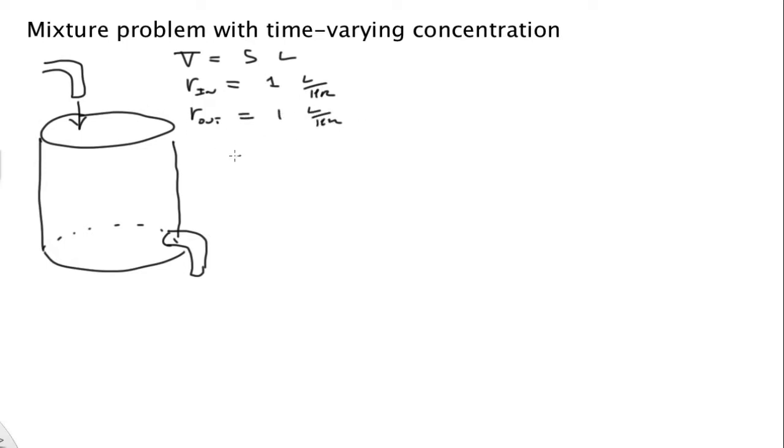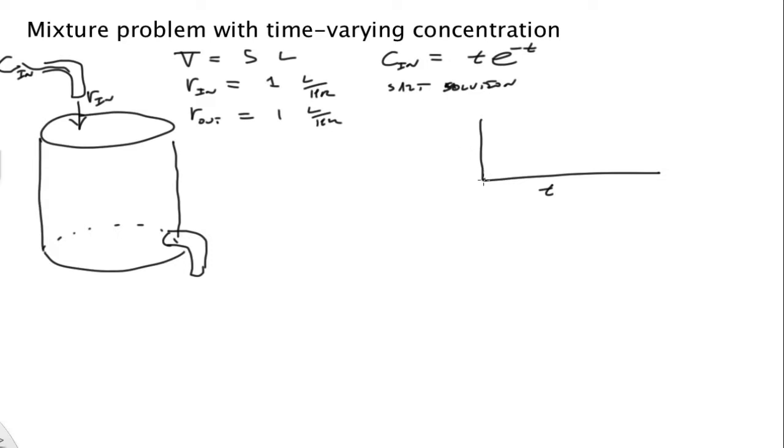In addition, we're also going to have a C in, our concentration coming in, so this is R in. We're going to have some sort of concentration in. This is going to be a salt concentration, a salt solution, and that's going to be of the form t times e to the negative t. What this does, the kind of graph this gives in terms of concentration, looks a little like this.